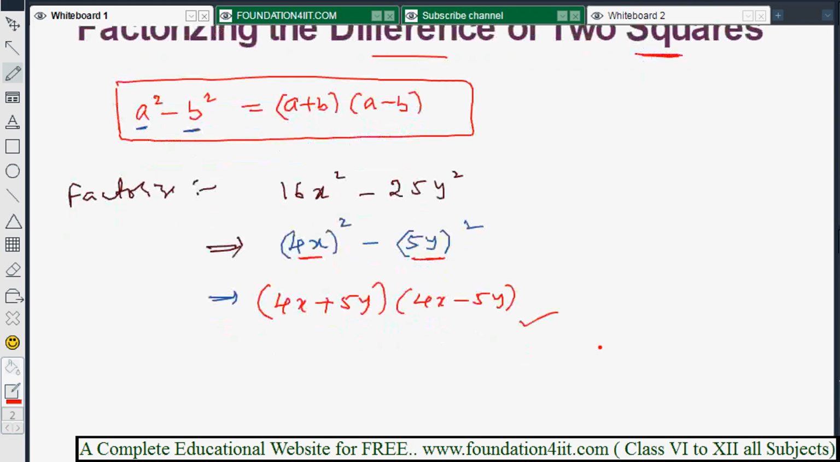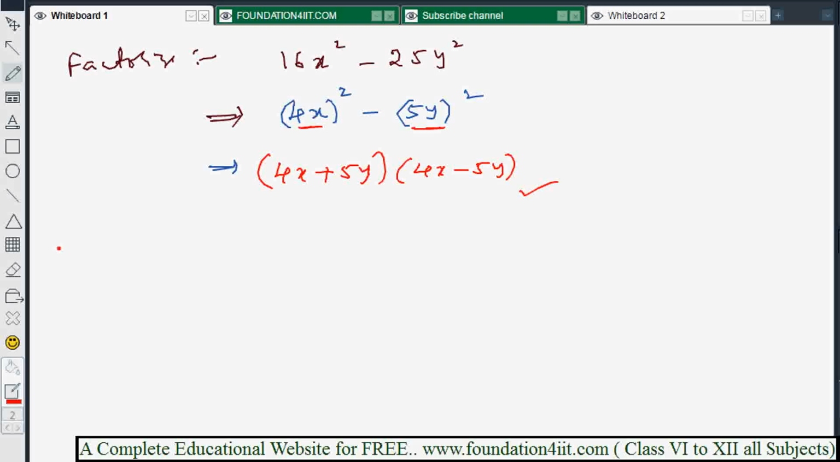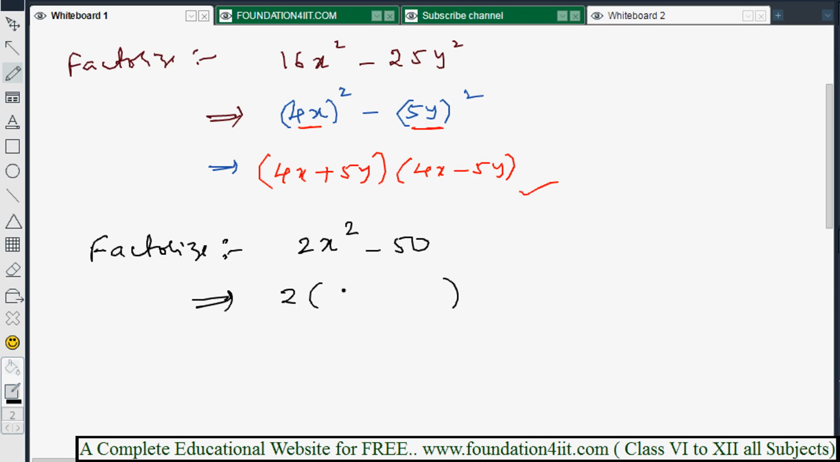Okay, I'll give you a few more examples also. Now factorize 2x square minus 50. The same identity applies to all of these. Now observe here, 2x square minus 50. 2x square I can't write as a whole square, since I can't take irrational numbers. So for example, if I take 2 common first, now this is x square, and 50 becomes 25 because 2 into 25 is 50. Now we can apply this format.